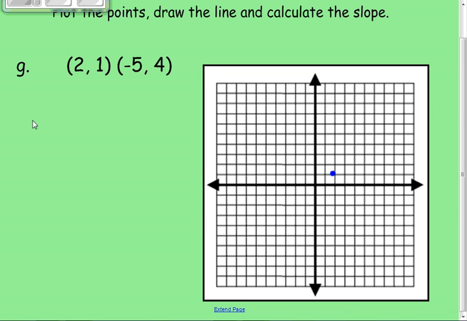Okay, so negative 5, 4, you should be ahead of me. We're going to count 1, 2, 3, 4, 5, and up 4. 1, 2, 3, 4. And it's a line. It's not a segment, but a line. We're going to connect those dots. I don't know if you have any ability to do that better than what I can do or not.